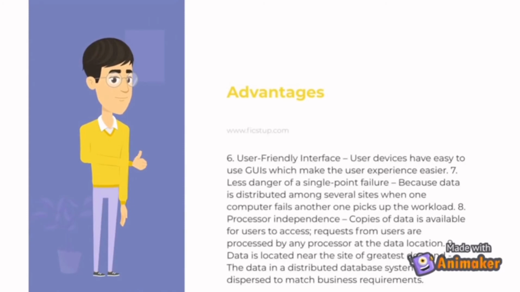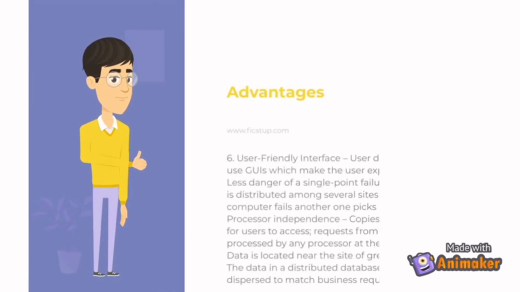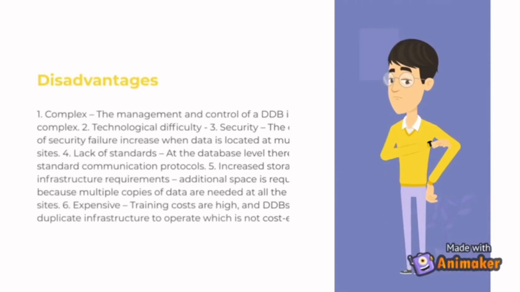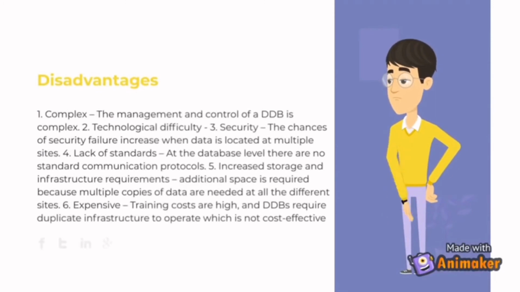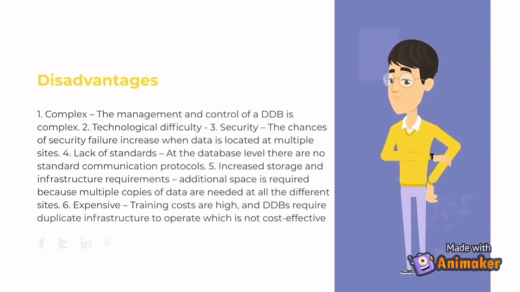9. Data is located near the site of greatest demand: the data in a distributed database system is dispersed to match business requirements. Disadvantages. 1. Complex: the management and control of a DDBMS. 2. Technological difficulty. 3. Security: the chances of security failure increase when data is located at multiple sites.